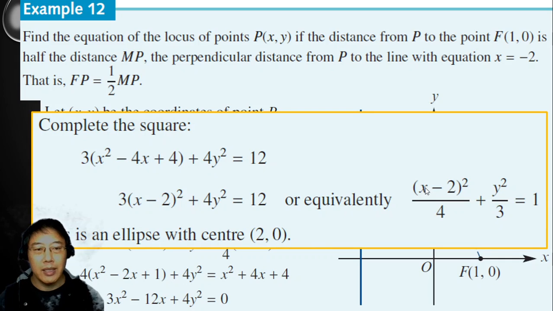Now it's x minus 2 under the square. Here the y squared implies y minus 0, so (2, 0) will be the coordinates of the center of the ellipse.